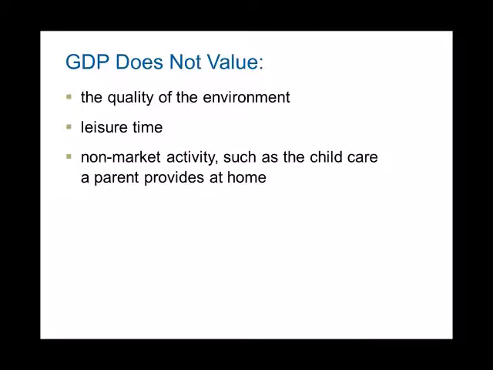Non-market activities such as childcare are not part of GDP. So if a parent reads a book to the child, that's not part of GDP. But if a parent hires somebody to read to the child, that would be part of GDP. Or an equitable distribution of income. How is income distributed in the society? GDP does not value that. A person can have all the money and the rest of the people may have no money, and you would still have a pretty high GDP.